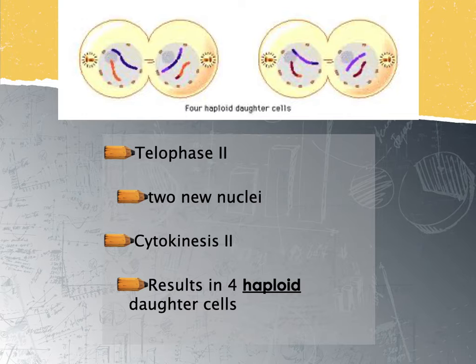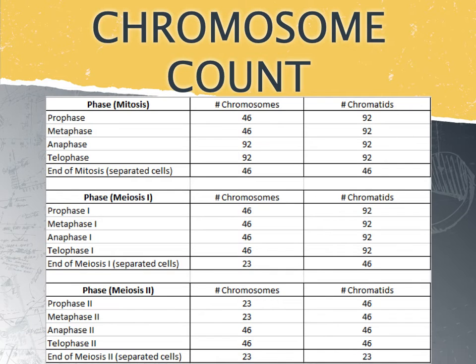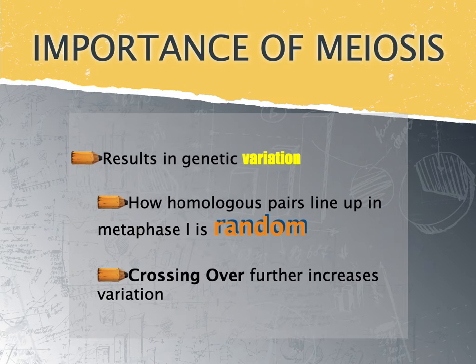That's for if you're producing sperms for males. Females do it something slightly different. There's a couple pictures to help you visualize, and the number of chromosomes and the count.